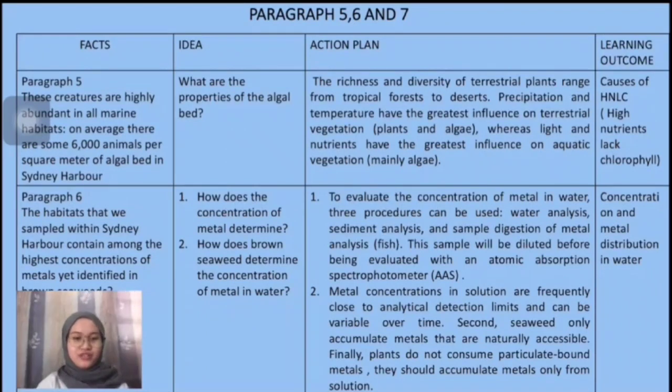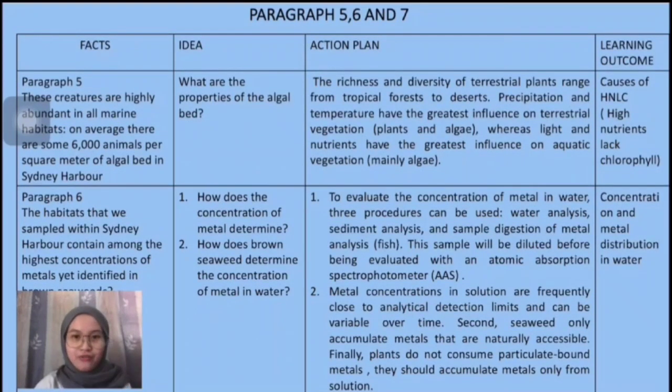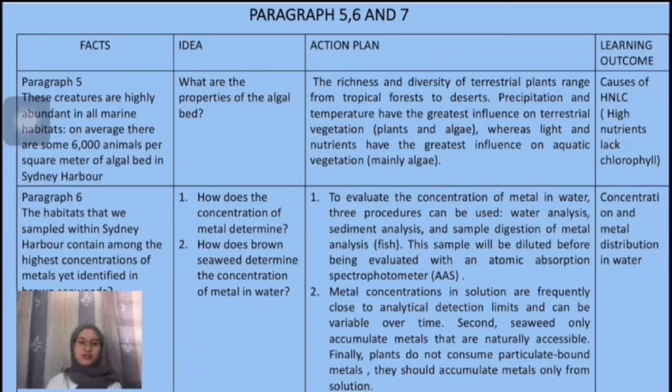For paragraph 6, the first idea that we got is how is the concentration of metal determined? The second one is how does brown seaweed determine the concentration of metal in water? This action plan results in the concentration and metal distribution in water, because in this action plan we find out how to determine the concentration of metal in the water, and how brown seaweed determines the concentration of metal in water.